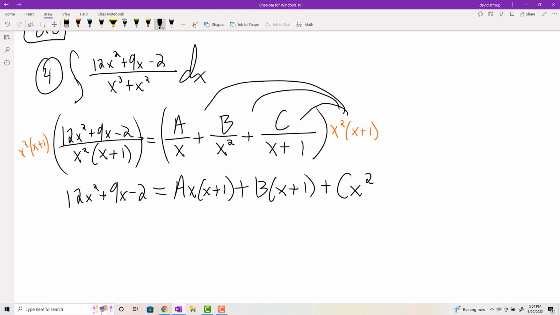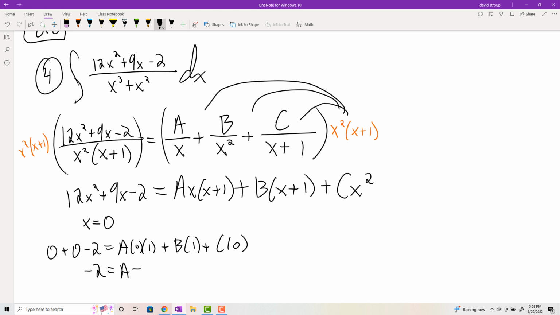Okay, so for this you can do substitution. You could start saying, all right, I want to let x equal 0. So on the left, when you plug in 0, you'll get 0 plus 0 minus 2. On the right, you're going to get a times 0 times 1, which will be 0, plus b times 0 plus 1 is 1, plus c times 0.